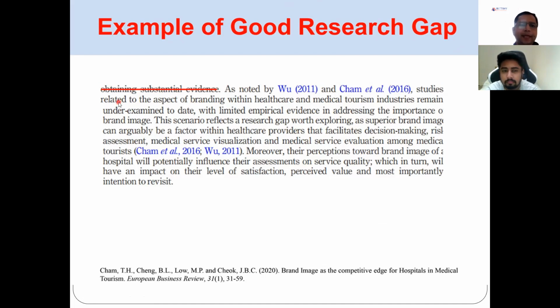You see here that there are some other studies which were done in 2011 and 2016 that related to aspects of branding within healthcare and medical tourism. You understand? Especially Thailand, Malaysia nowadays, and Singapore. Medical tourism, people didn't even think of before. People can go for medication as well as a kind of tourism.